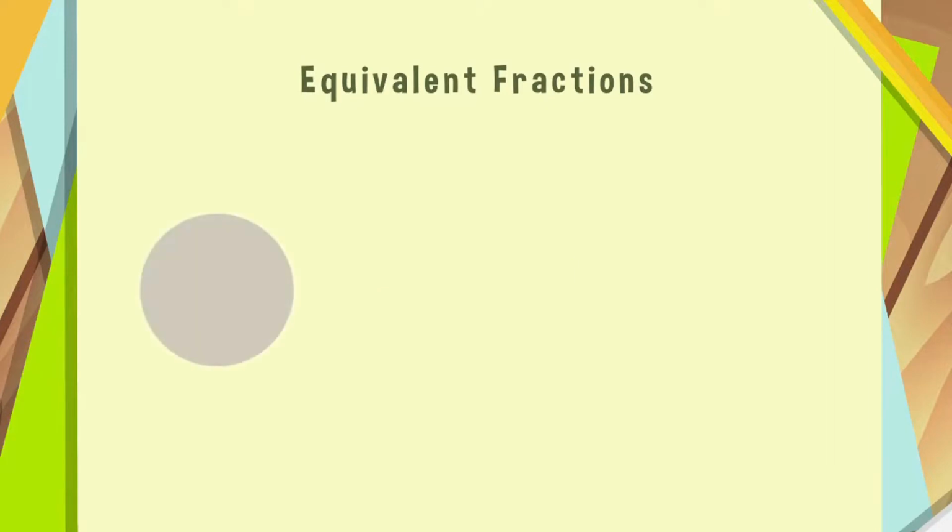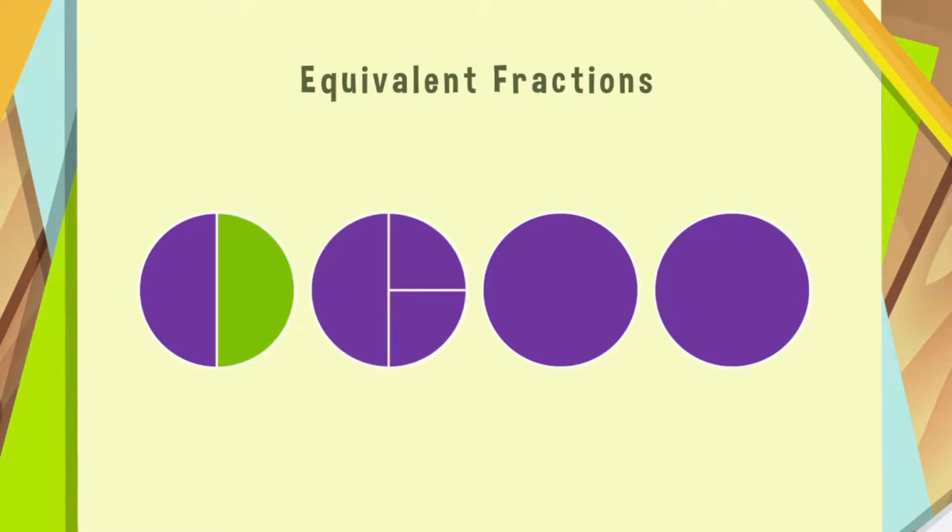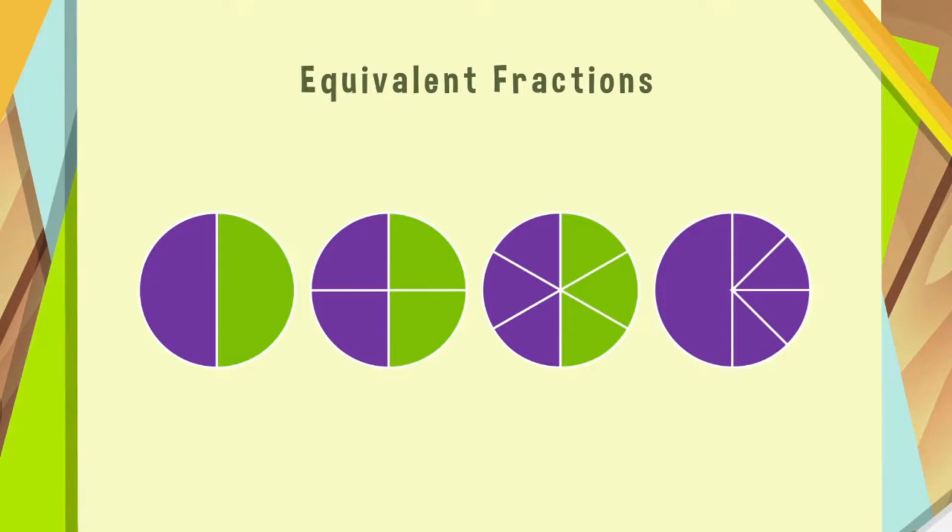Let us consider 4 circles. Divide the first circle in 2 equal parts and shade one part. Divide the second circle in 4 equal parts and shade 2 parts. Now, divide the third circle in 6 equal parts and shade 3 parts. Lastly, divide the fourth circle in 8 equal parts and shade 4 parts.